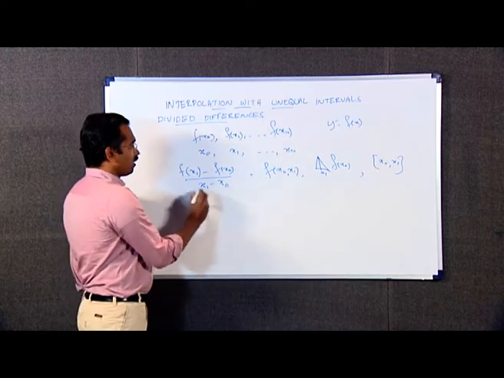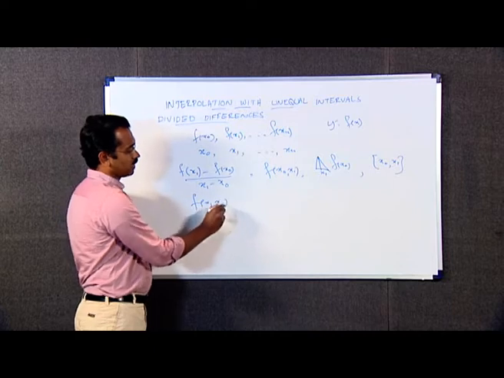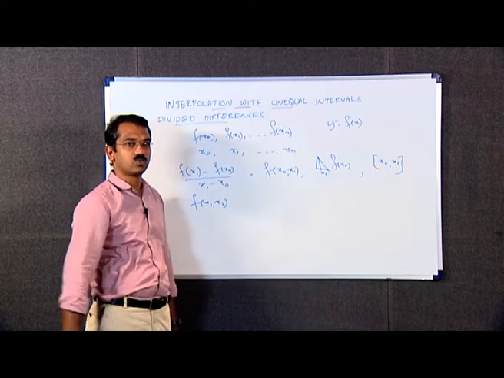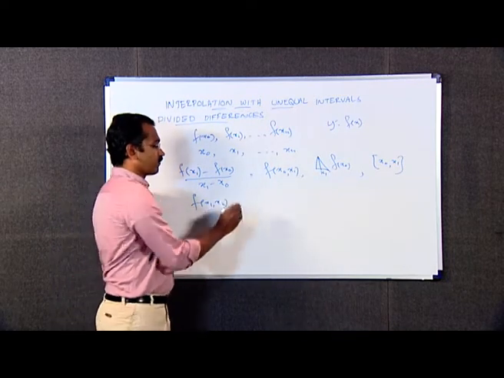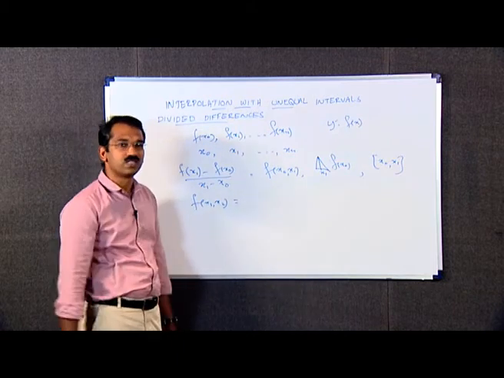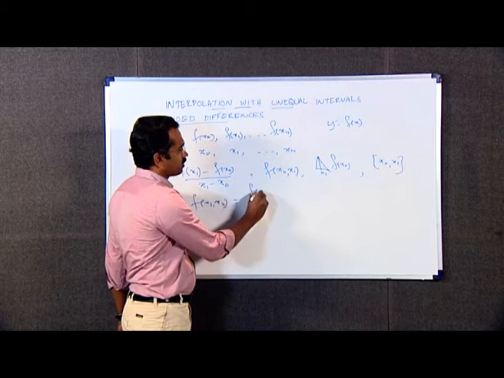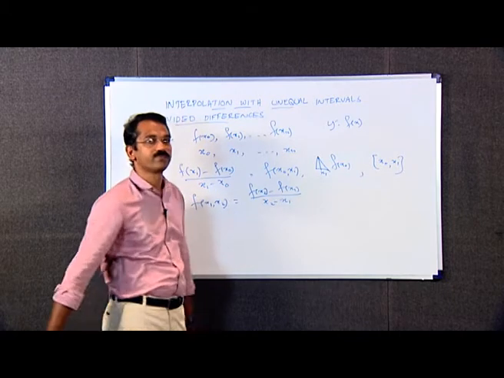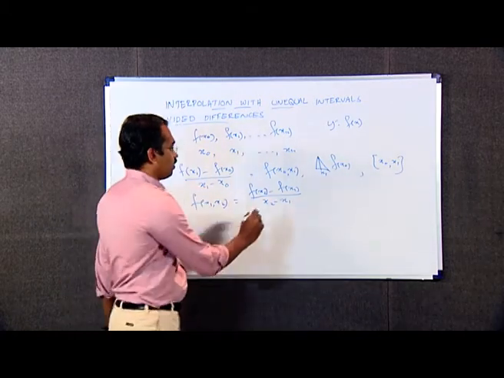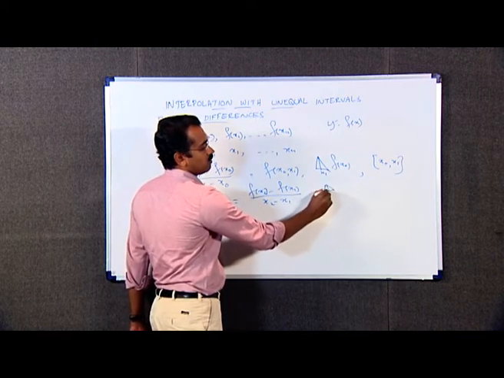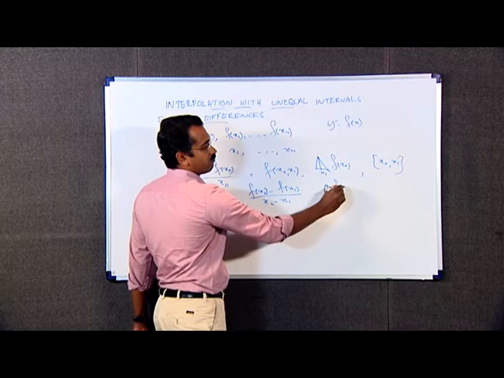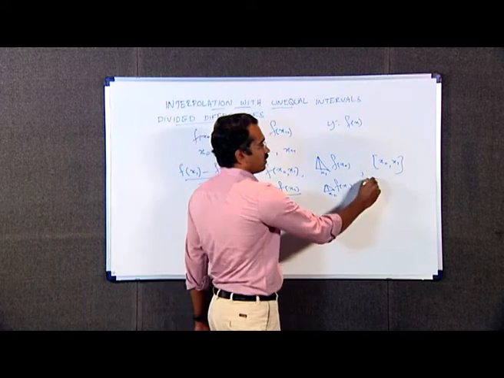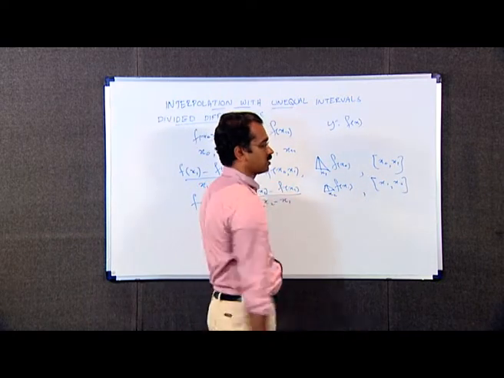Similarly, f of x1 x2, that is the first order divided difference corresponding to the arguments x1 and x2, is defined as f of x2 minus f of x1 divided by x2 minus x1. We can use the notation divided delta f of x1, here we use x2, and like this x1 x2. This is another notation.